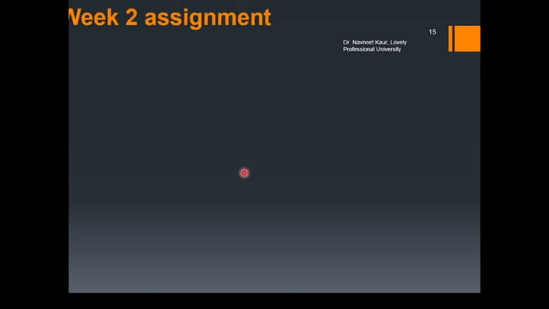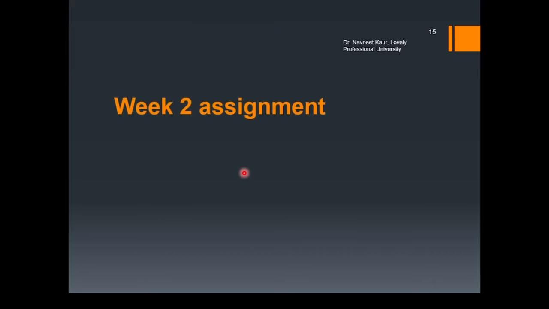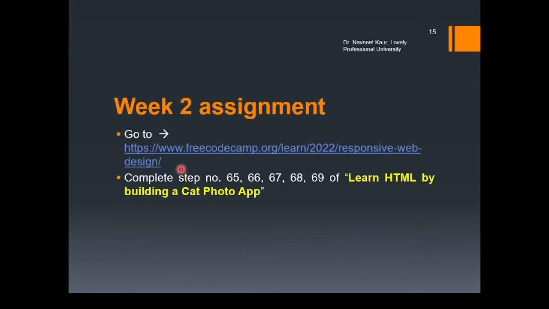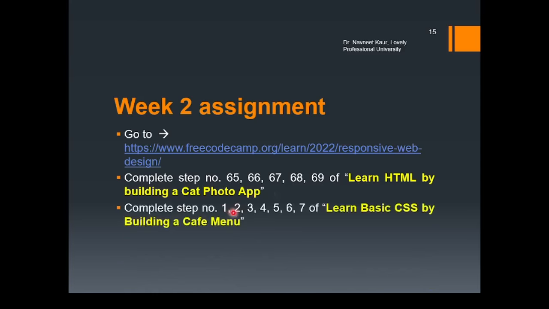Now let's move on to the week 2 assignment. Finally, you need to go to the same website as communicated in the previous lecture. This time you must complete step number 65, 66, 67, 68 and 69 of Learn HTML by building a cat photo app. And you have another exercise as well. Complete step number 1, 2, 3, 4, 5, 6, 7 of Learn basic CSS by building a cafe menu.